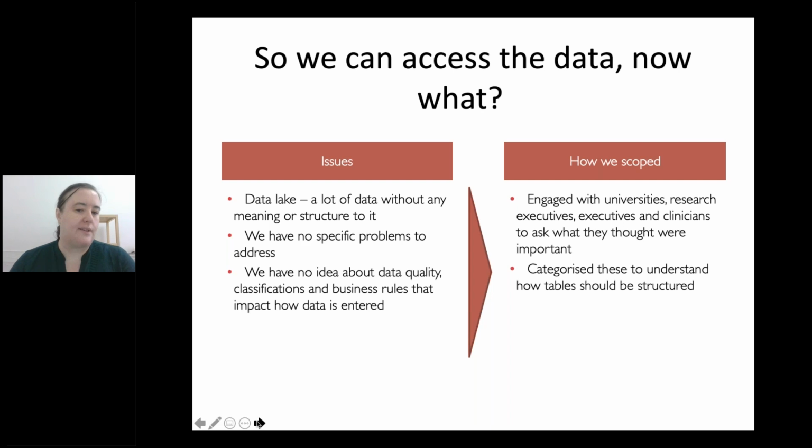We also didn't have any idea about data quality or the business rules that impact how data is entered. Having two hospitals and different departments, one department might input data one way and another department might input data a different way, even though they're the same medical function. So understanding those things as well.